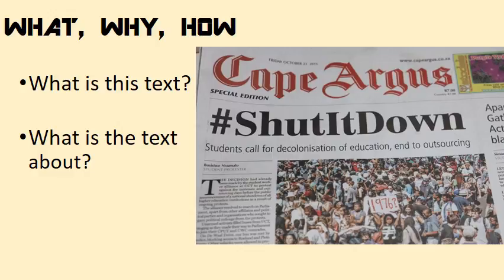So we can say that, what is this text? Okay, it's a newspaper article written in the Cape Argus, because we can see that it's Friday, October 23rd, 2015, so we know when it was, and it's a special edition. So we can put these things in the what is this text. Plus we also can see who the author is.